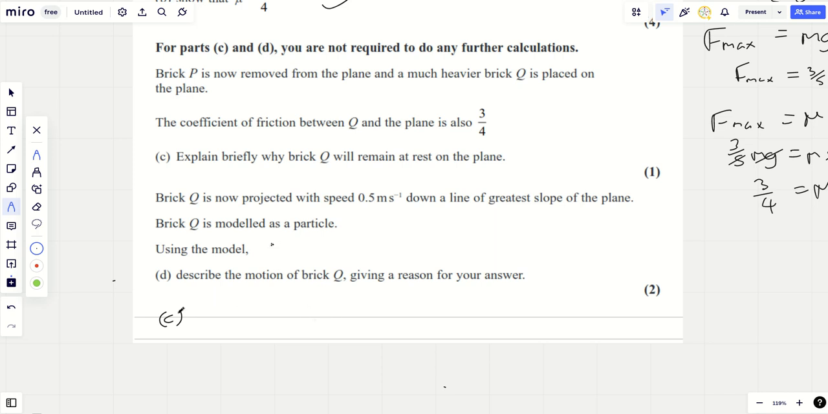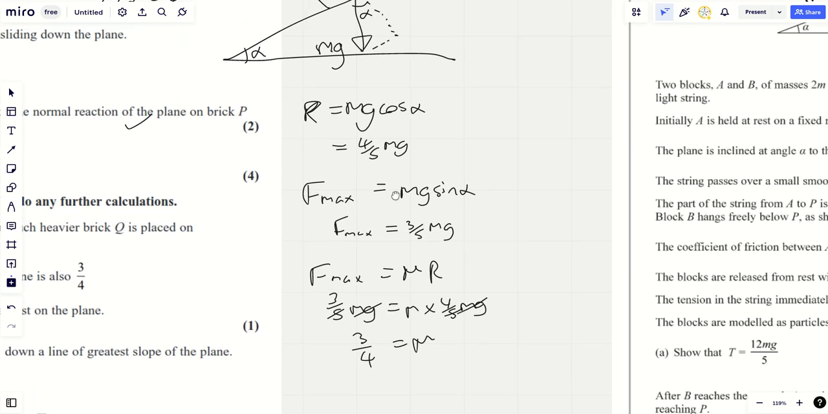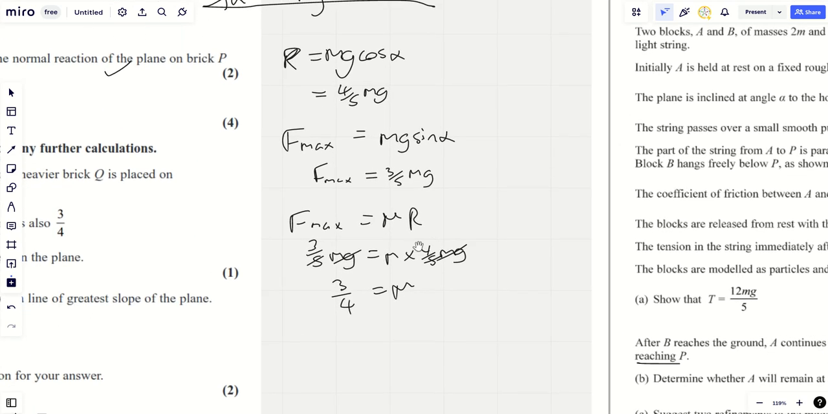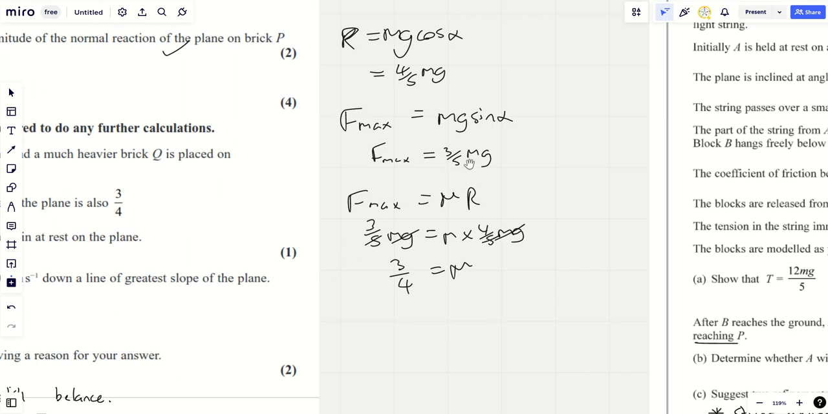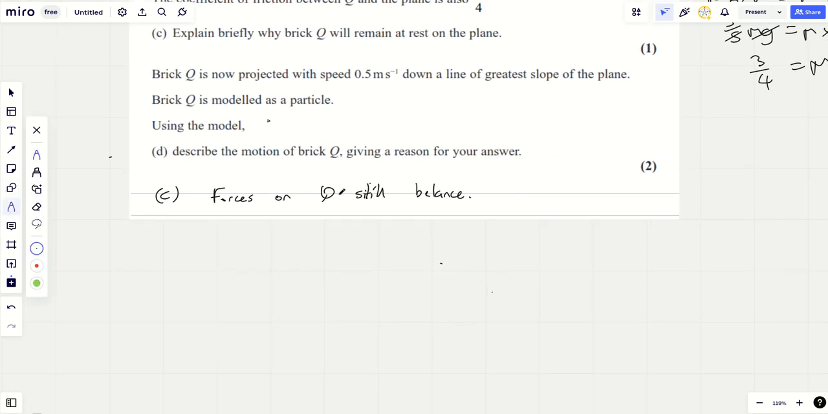But the forces on Q still balance. Did you notice before that the m's cancelled? In other words, it's nothing to do with the mass and the fact that it's heavier. The mg, which is the weight of the object, cancelled to find mu, and so everything's still going to be exactly the same. So the way I put it, the forces on Q still balance, as in the previous working the mg's cancelled.